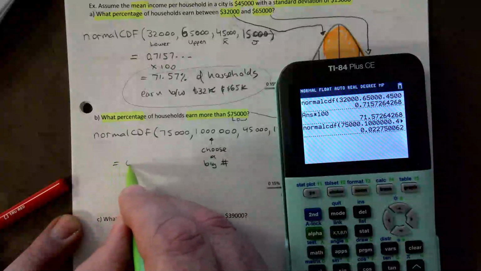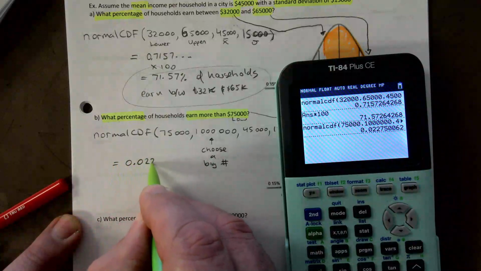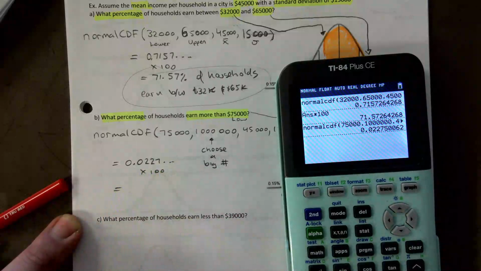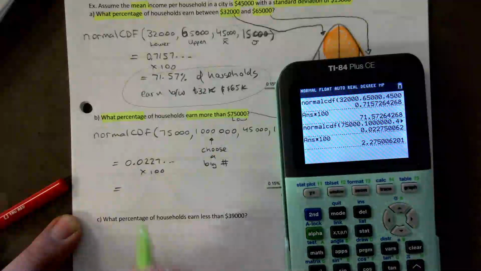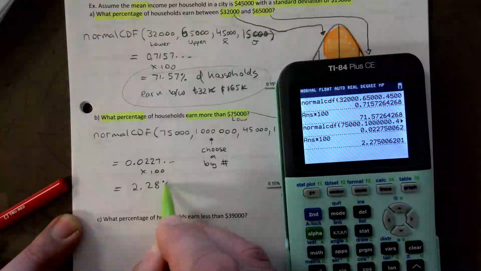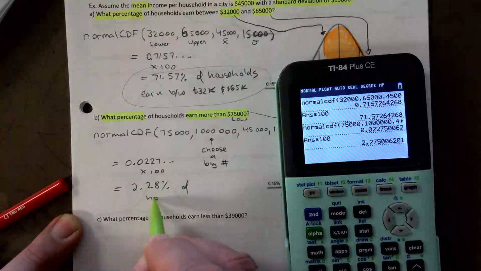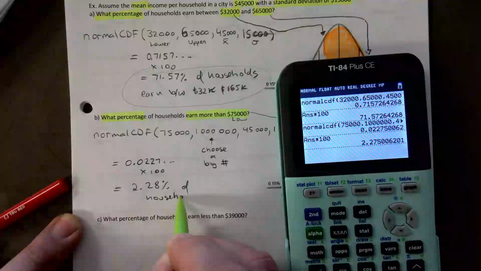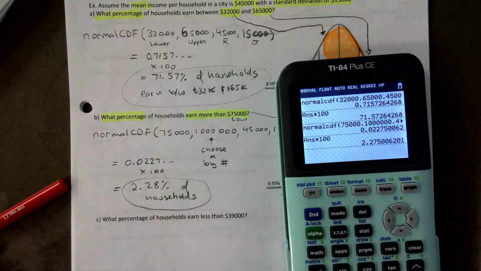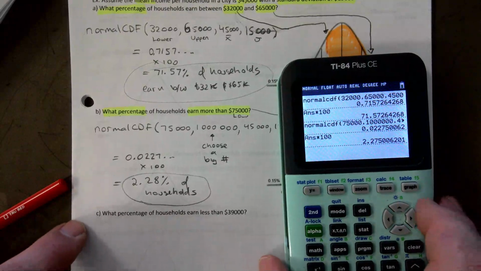So that would give me 0.0227 and something, and multiply that by 100. That's 2.28% of households. So not a whole lot of households, right, make more than 75K in this scenario. A very small percentage.